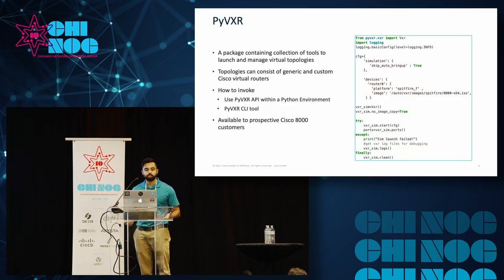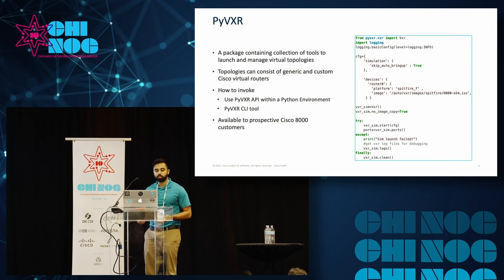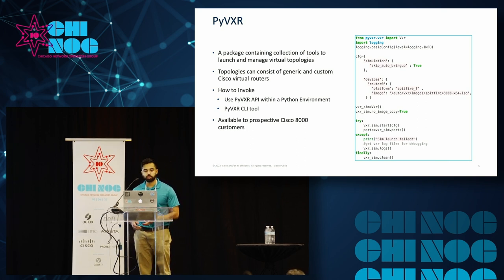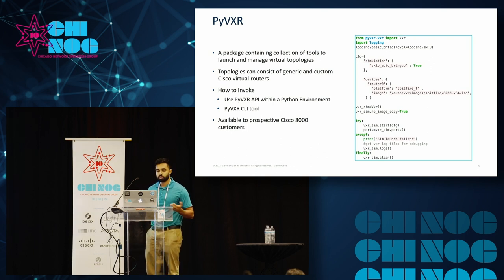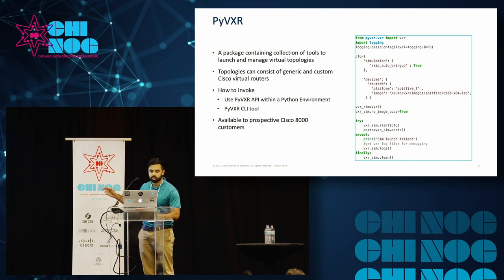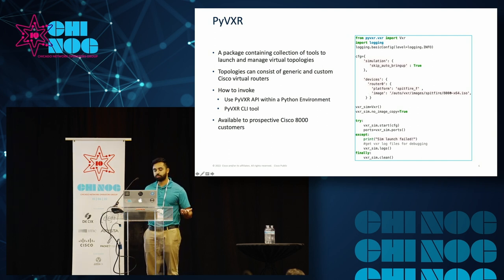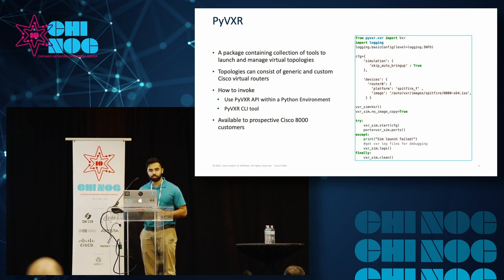So the first network simulator that I want to talk about is PyVXR. This is a Cisco product. It's a Python API for orchestrating virtual topologies of the Cisco 8000 emulator. Basically, you'll define your topology in a Python dictionary here. You can define how many routers you have, specify what image they have, and it'll define connections between these virtual routers. It is free and available, but only available to prospective Cisco 8000 customers.